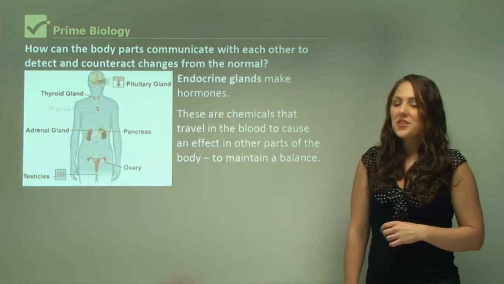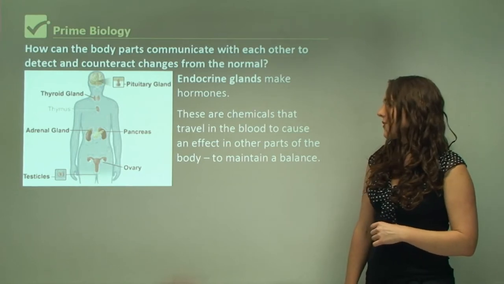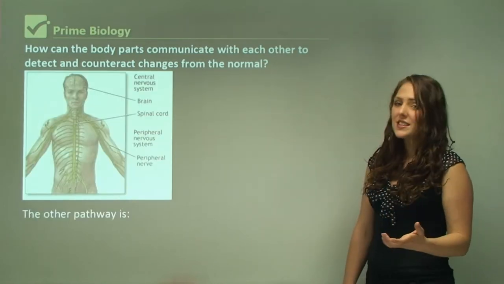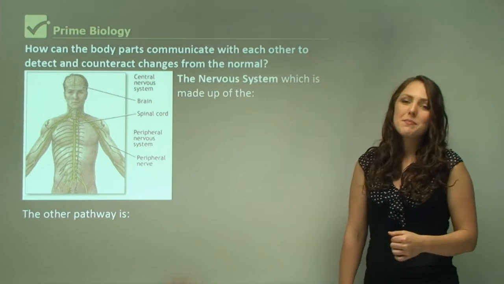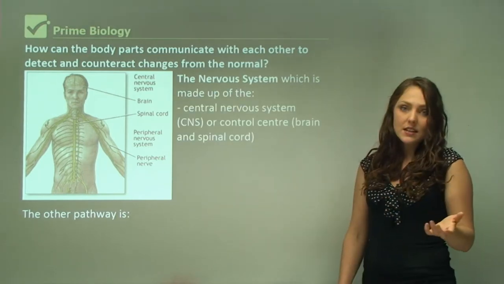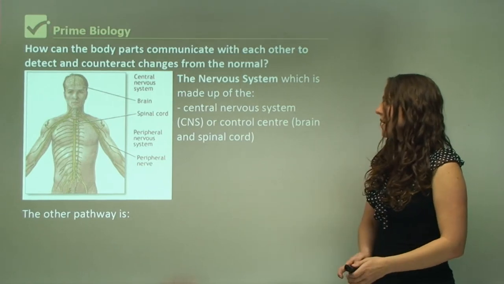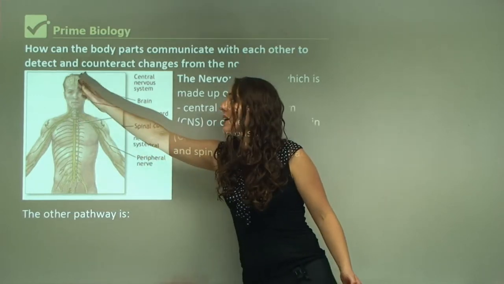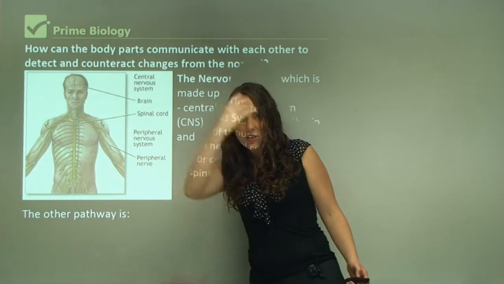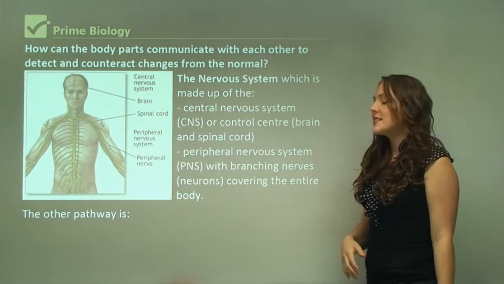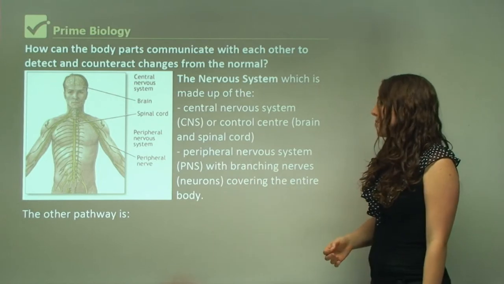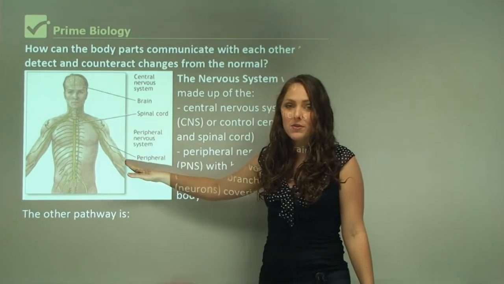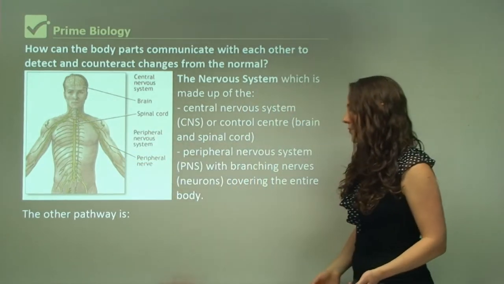Endocrine glands make hormones. These are chemicals that travel in the blood to cause an effect in other parts of the body to maintain a balance. The other system is the nervous system, which is made up of the central nervous system, which is CNS, or control center, the brain and spinal cord. So the central nervous system is literally the spinal cord and the brain, and it's the nervous system running all the way down the center of your body. Then there's the peripheral nervous system, or I write that as PNS, with branching nerves, neurons, covering the entire body. So all of the nerves branching out from the center is your peripheral nervous system.